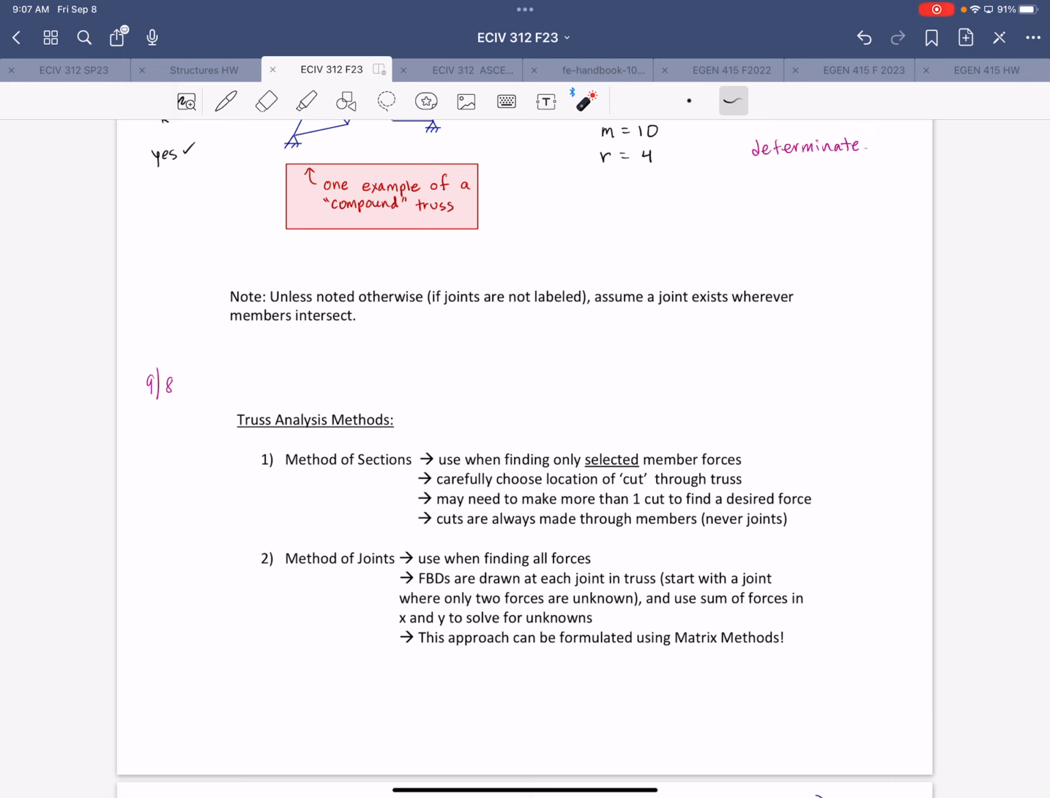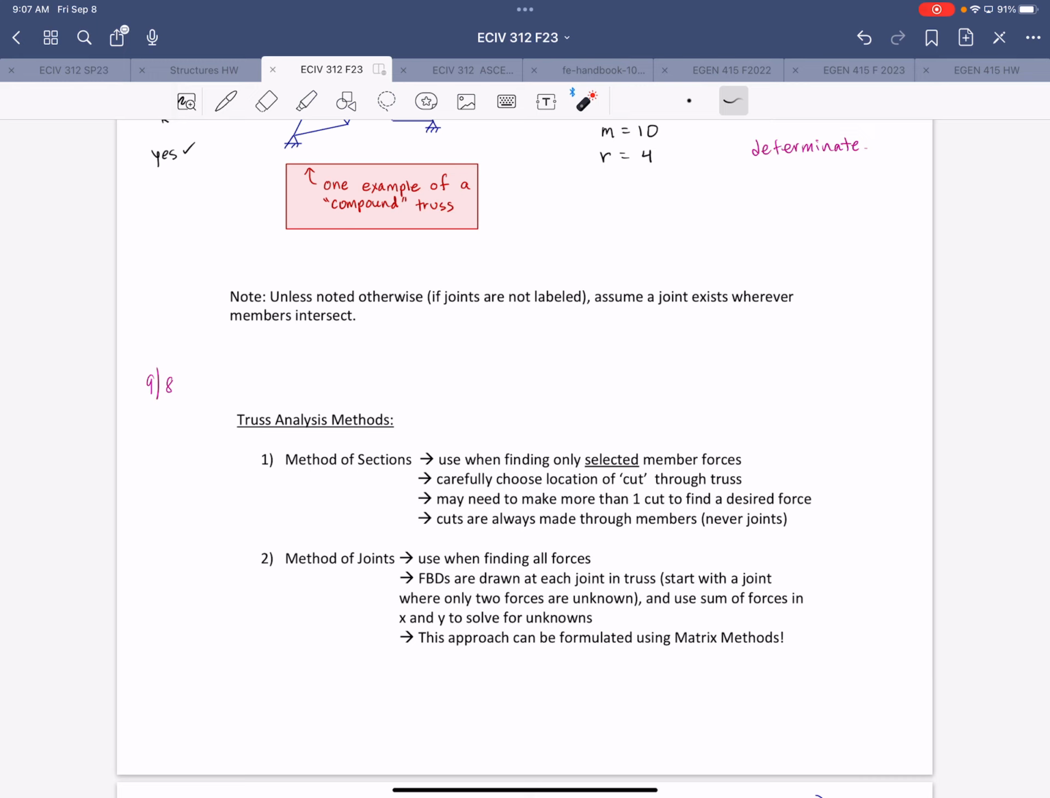Method of sections is a technique that is best applied when you are looking for member forces of specific members within a truss. You're not trying to solve the whole truss. You just want to know what a few of these members are doing under a given load condition, all right? So that's a good time to use method of sections.